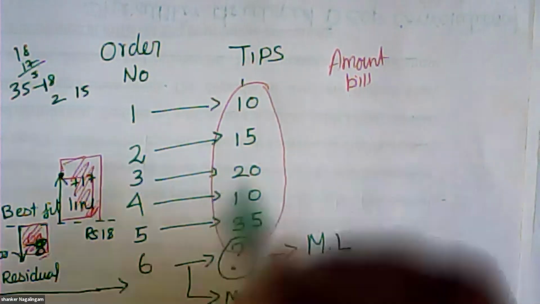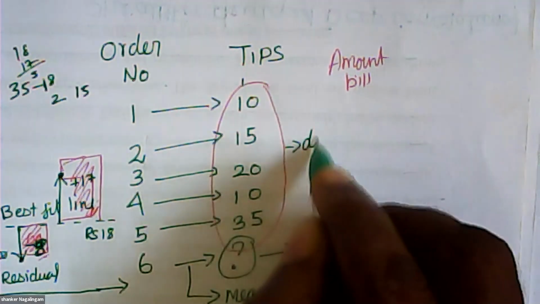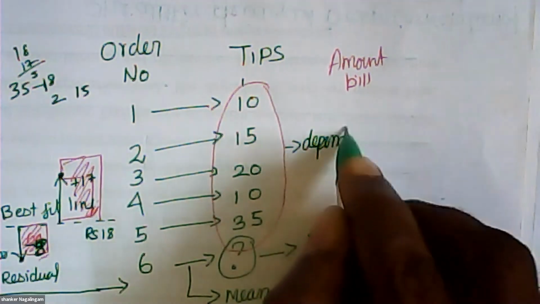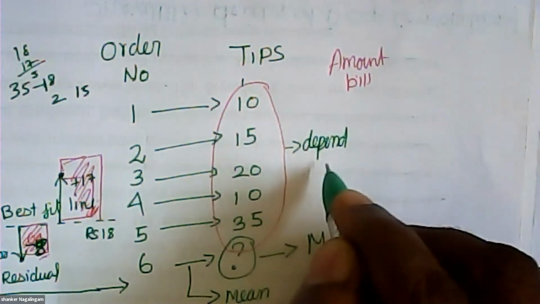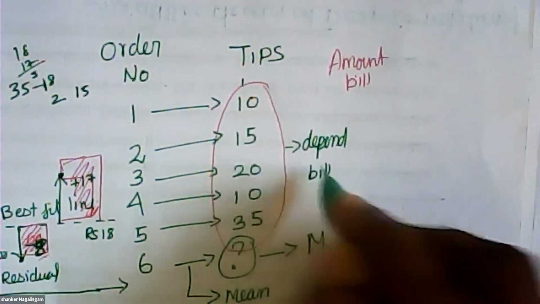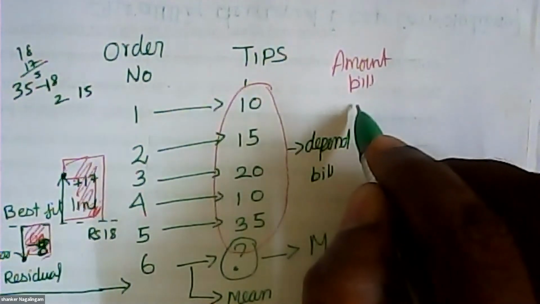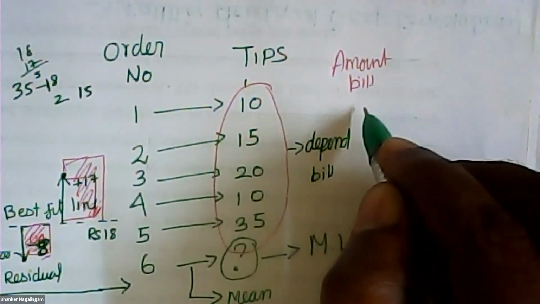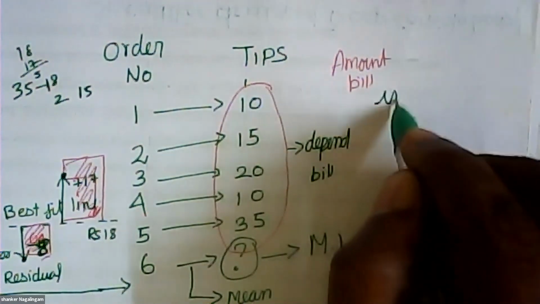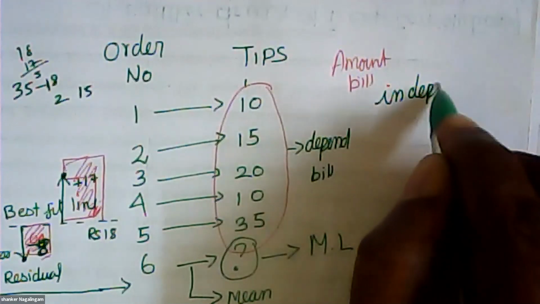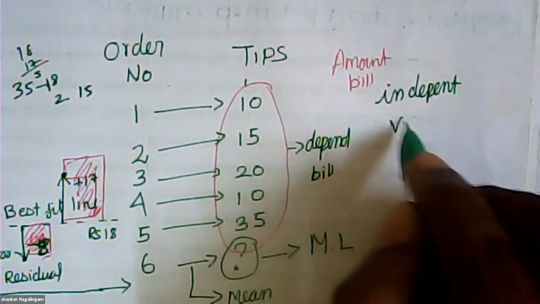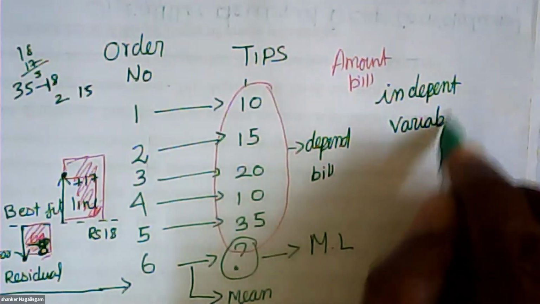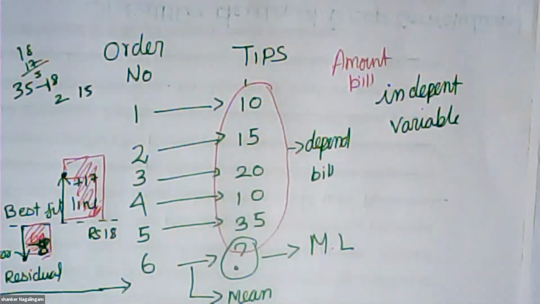Try to be very clear. What is the purpose of saying it's a dependent variable? It is depending on what? It is depending upon the bill amount. Whereas here, the bill amount is not dependent on the tips. The bill amount is individual, so it is called an independent variable. That's how you understand what is meant by a dependent variable.